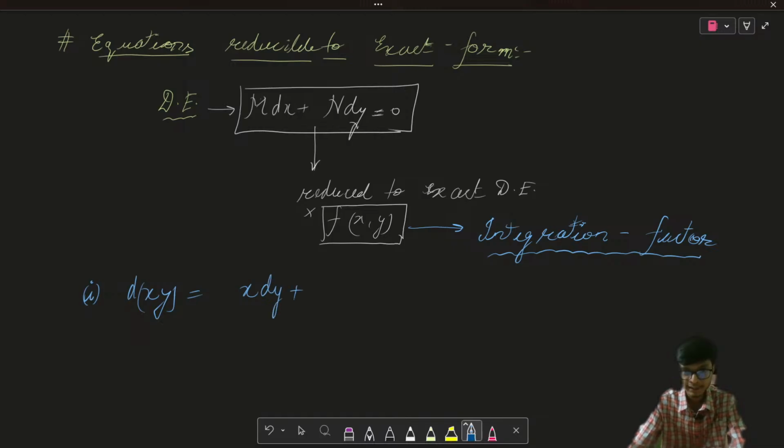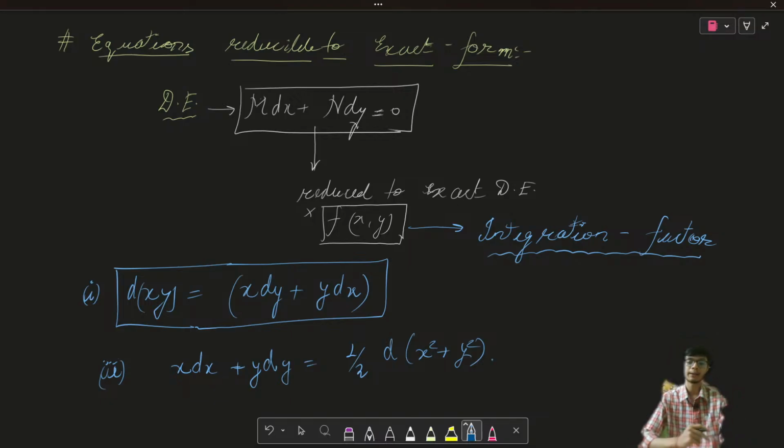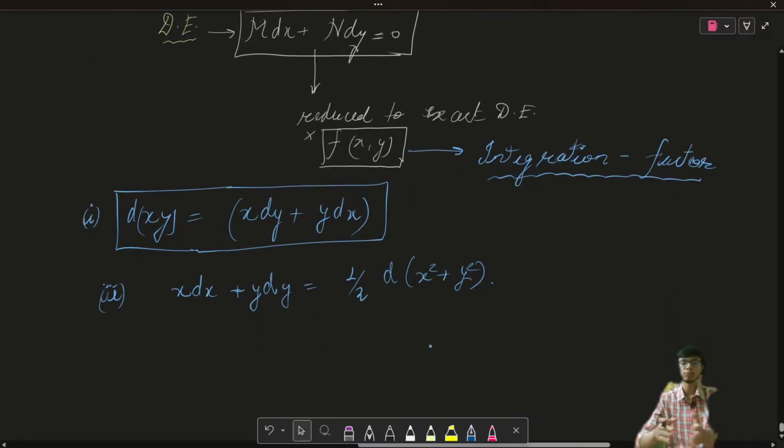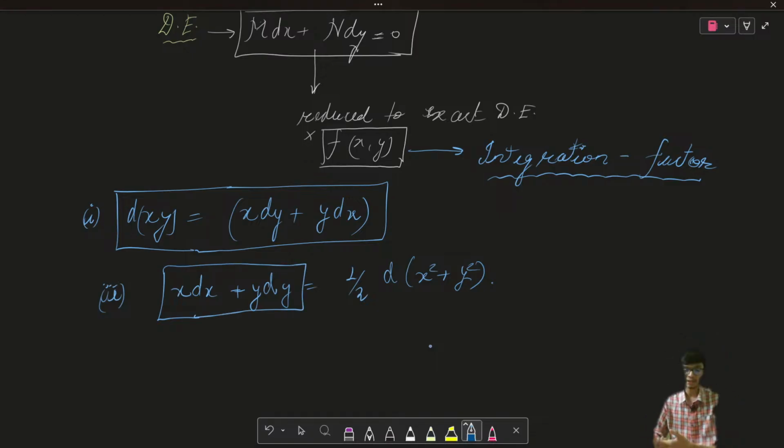If you have the identity x dy plus y dx, then this can be expressed as the derivative of x into y. Similarly, if I have x dx plus y dy, then this can also be given as half times the derivative of x square plus y square. Alright, so please note that there are two forms: this x dy plus y dx, however, this is x dx plus y dy, okay? So please note this expression carefully so that you don't make any mistakes.